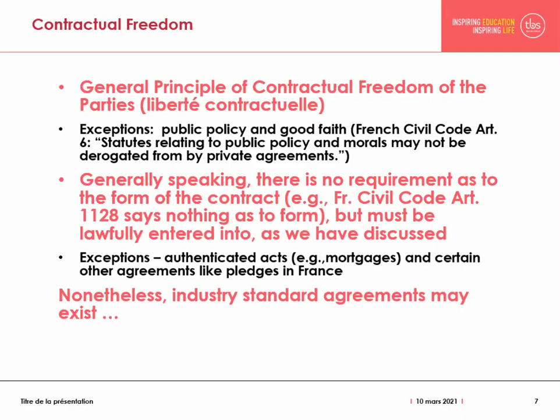Now, there are some exceptions to this contractual freedom about forms of contracts. And authenticated acts, like mortgages and certain other agreements like pledges in France, need to take a certain form. This is usually because of public policy concerns about being certain who owns something at a certain period of time. Now, with aviation, this could be true in financings, where you may have to have an authenticated act to, for example, give a mortgage on an aircraft, or to give a mortgage on an aircraft engine that's being financed.